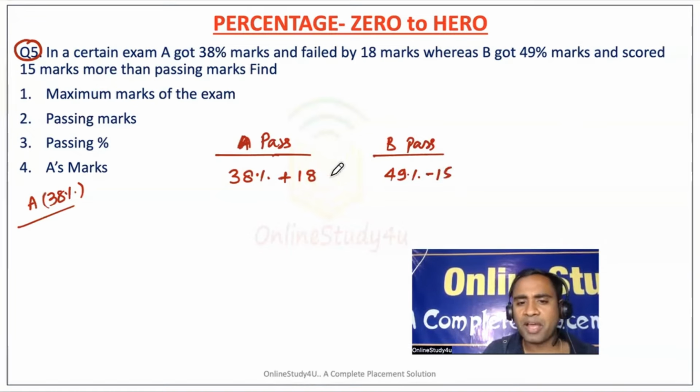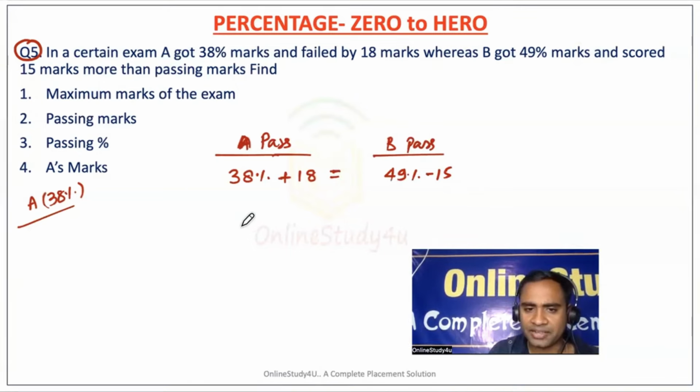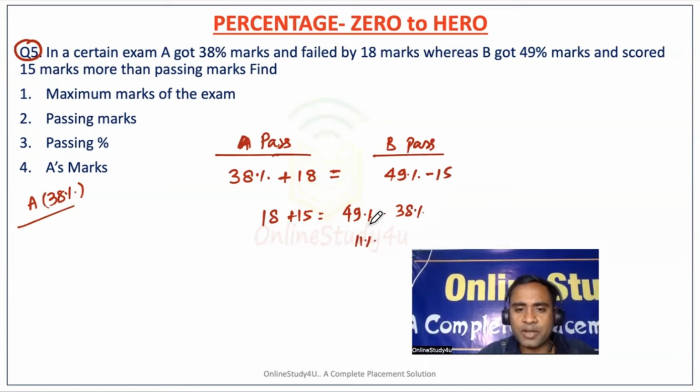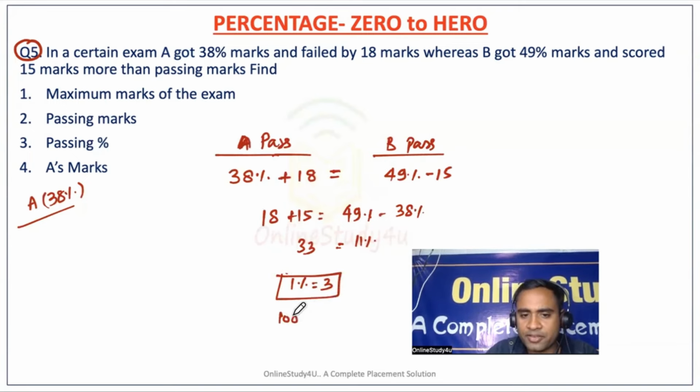Now, both have the same passing marks, so I will equate them. Percentage and percentage I will keep on one side, and 18 and 15 I will bring to this side. So 49 percent minus 38 percent, 11 percent, will be equal to 33. So 1% will be equal to 3. Maximum marks will always be 100%, so 100% will be nothing but 300. So the maximum marks of the exam is 300.